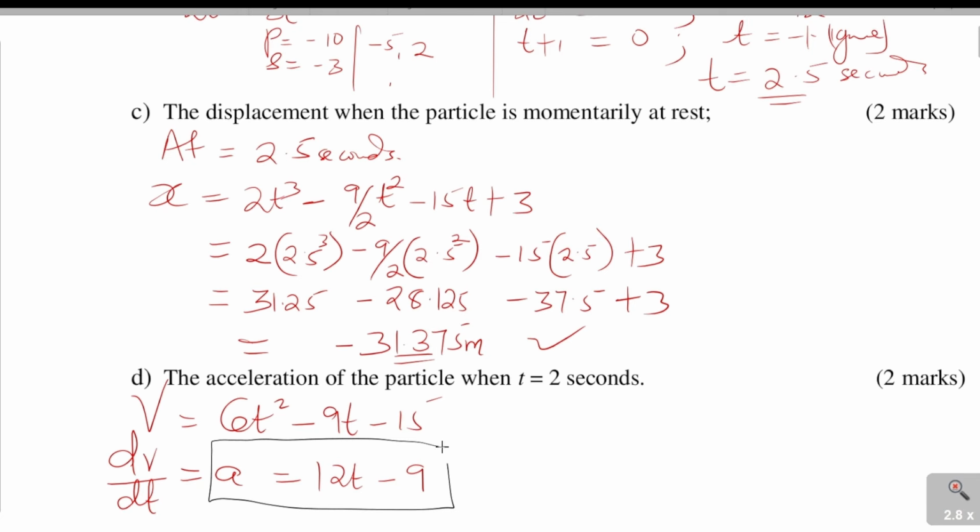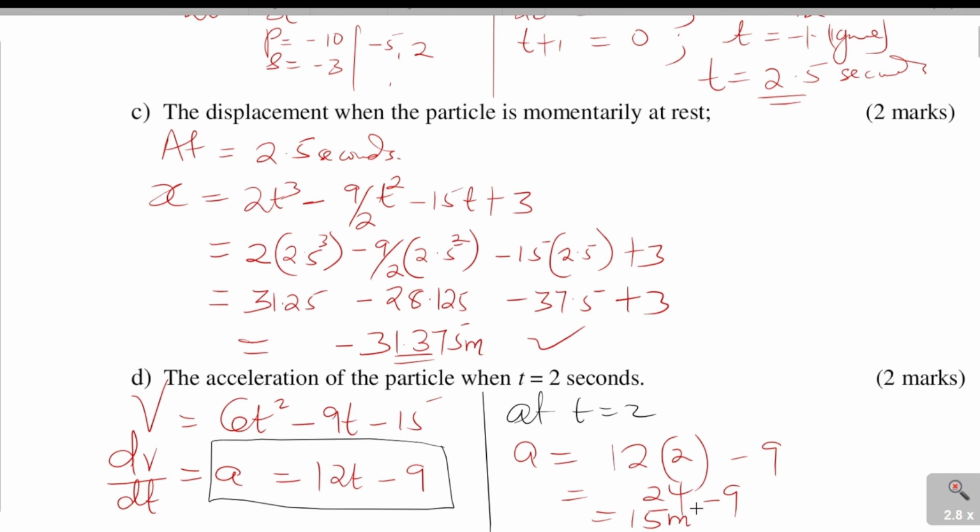So acceleration is given by that. So now at t is equal to 2, we simply need to substitute. So acceleration is equal to 12 times 2, then subtract 9. So this will give 24, subtract 9, and this will give 15 meters per second squared. So that is how you're supposed to solve that question.